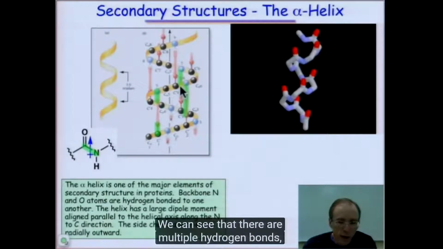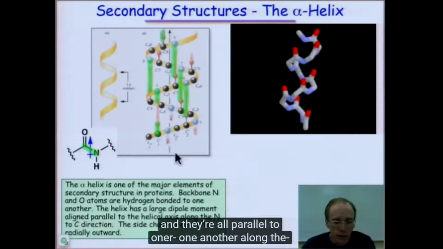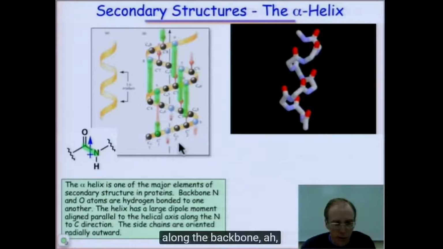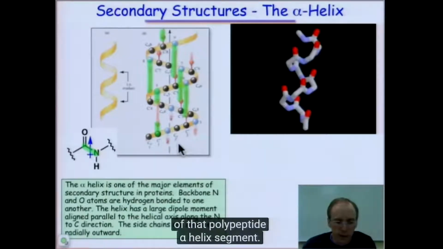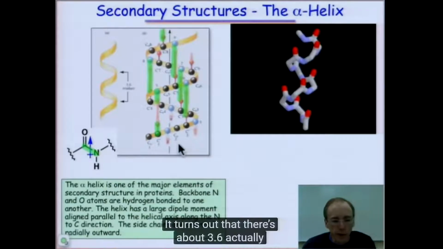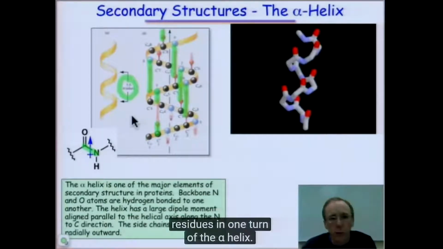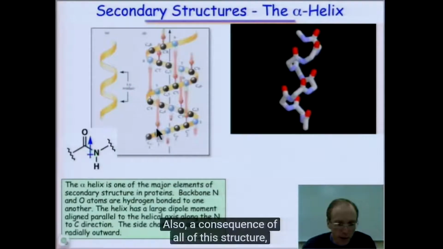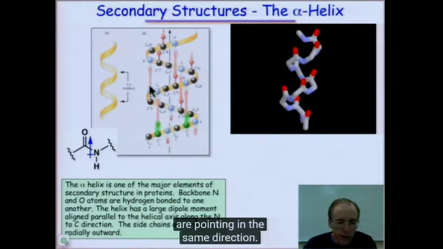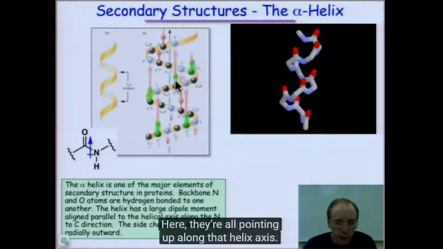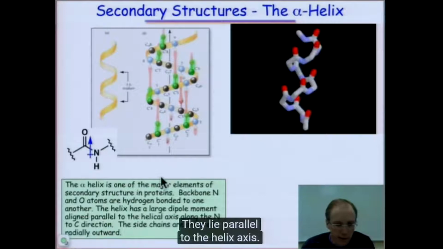We can see that there are multiple hydrogen bonds, and they're all parallel to one another along the backbone of that polypeptide alpha helix segment. It turns out that there are actually about 3.6 residues in one turn of the alpha helix. Also, a consequence of all of this structure, you can notice that each of the carbonyls is pointing in the same direction. Here they're all pointing up along the helix axis. They lie parallel to the helix axis.